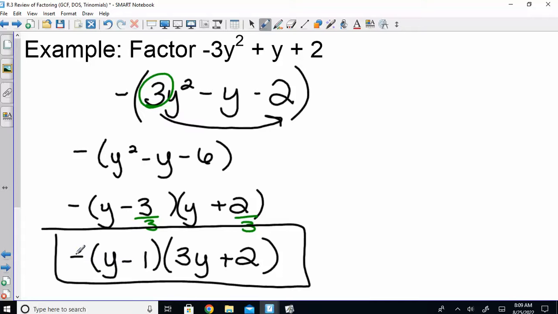Can we distribute the negative? You can, but you would only take it into one of the parentheses. So you could take it into the first one and make it a negative y plus 1. If you brought it into this one, negative 3y minus 2, but it doesn't go into both, just one. Because if you think about when you multiply, you multiply 2 numbers and you take that times the next one. So it's easier just to leave it out in front.